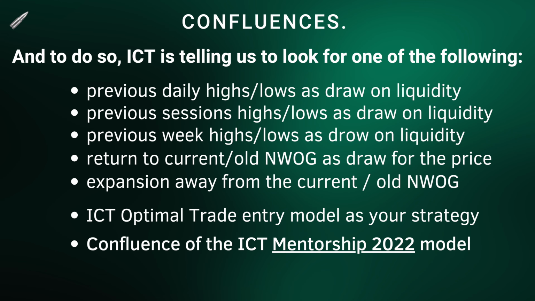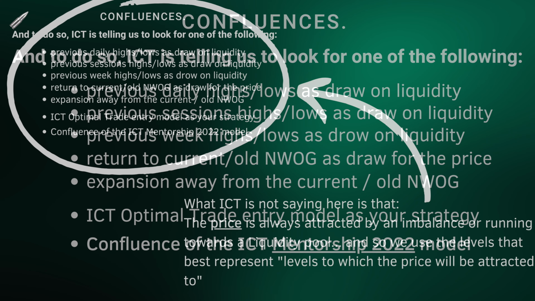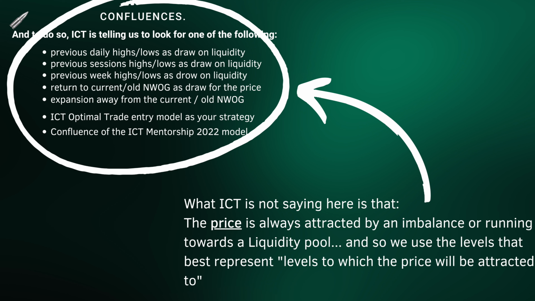One thing that ICT, though, is not telling us is that the price is always attracted by an imbalance or running towards a liquidity pool. And so the levels, these confluences that ICT talks about, are actually levels to which the price will be attracted. And so it is going to be a level that is going to tell us, hey, the price is coming towards me. Come here and set here your take profit. Remember, those are levels, those are confluences that are somehow telling us what the price wants to do next.